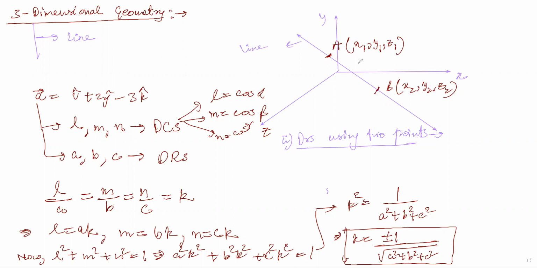So let's say we know these two points A and B, and let's call this line L. Then the DRs of L can be x1 minus x2, y1 minus y2, z1 minus z2, or x2 minus x1, y2 minus y1, z2 minus z1.